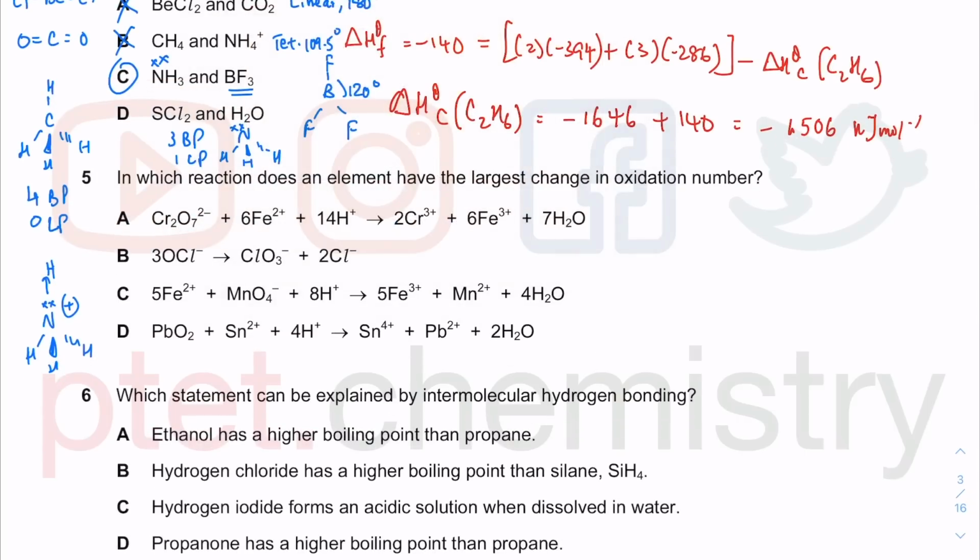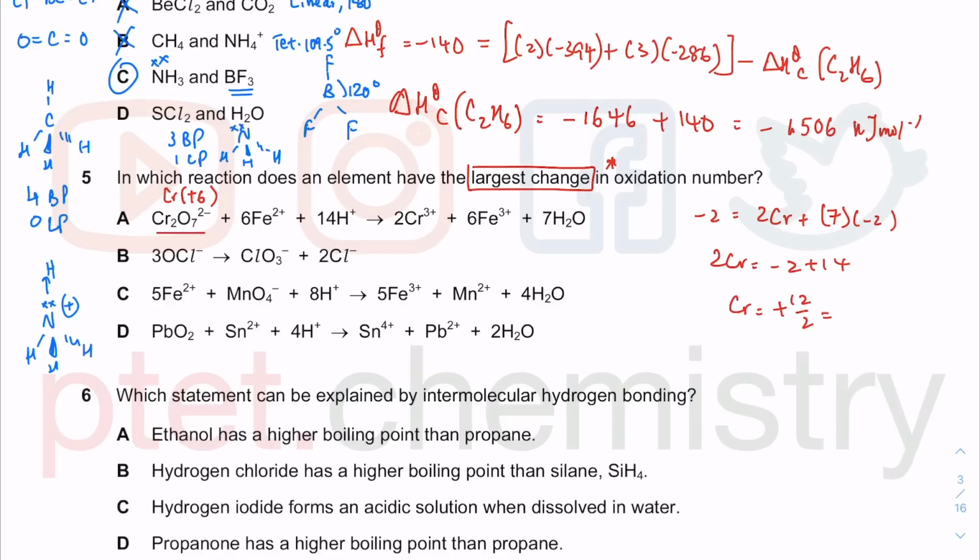Question number 5, in which reaction does the element have the largest change? Not the largest oxidation number, but the largest change. Cr2O7 2 minus, this is your orange acidified dichromate(VI). This is chromium plus 6. If you think about the minus 2 overall charge, chromium, 7 oxygens, 7 times minus 2, so chromium minus 2 plus 14, chromium plus 12 over 2, plus 6. And then this is chromium plus 3.